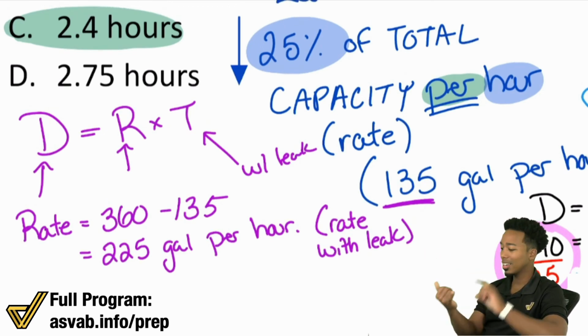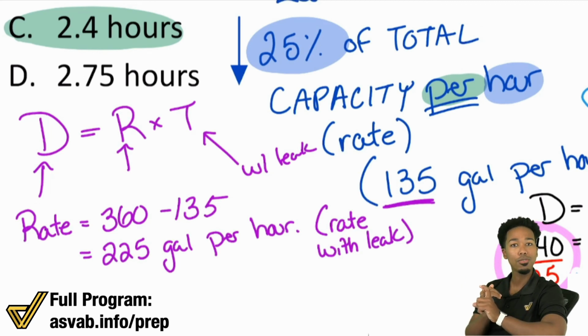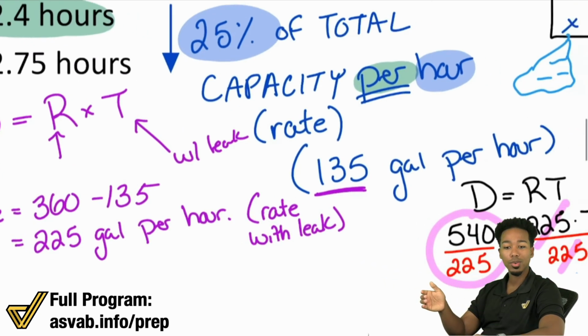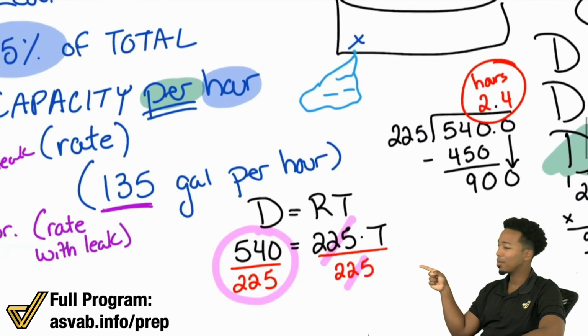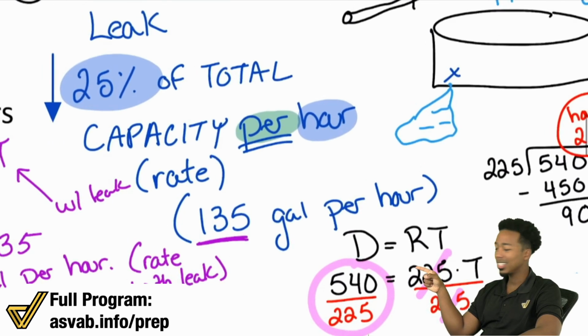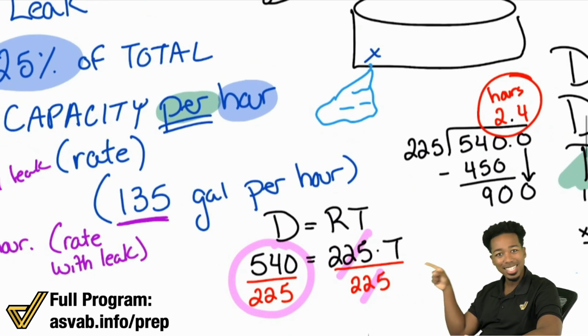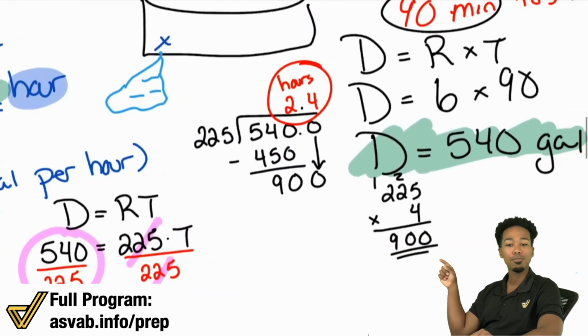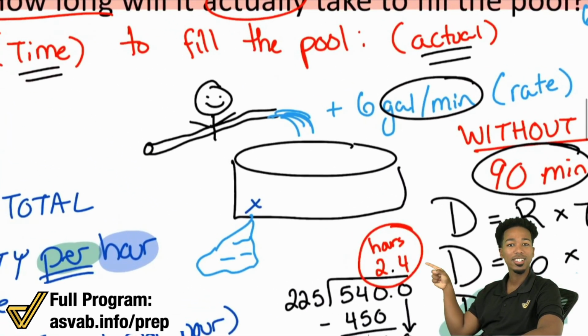So now that we had the total amount that the pool can hold, the 540, and the rate that we're filling it at with the leak present, 225 gallons per hour, we're looking for the time in hours. Everything was set up perfectly. And so we set it up here: 540 equals 225 times t. Distance equals rate times time. This all represents with the leak. Boom, divide both sides, do some math, and we are done.